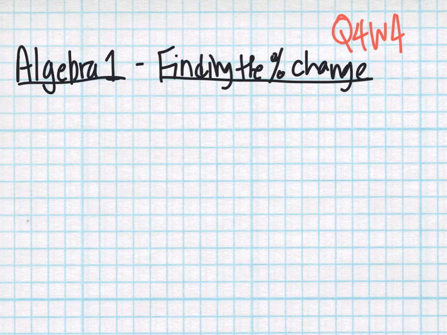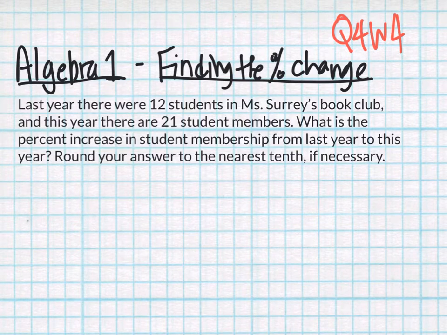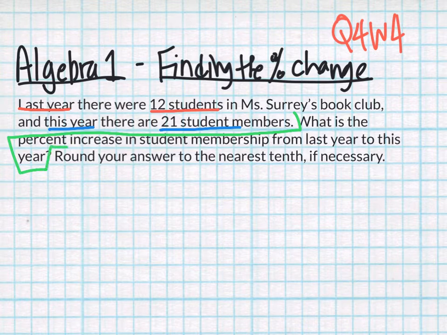So let's look at an example. Okay, so last year there were 12 students in Miss Surrey's book club, and this year there are 21 student members. What is the percent increase in student membership from last year to this year? Round your answer to the nearest tenth if necessary. Okay, so important information. Last year, there were 12 students. This year, there are 21 students. And I want to know what is the percent increase in student membership from last year to this year. So this is my question right here.